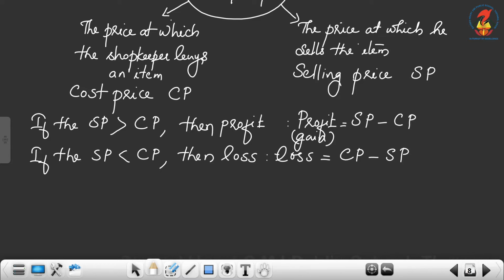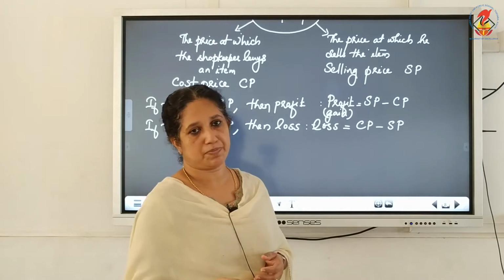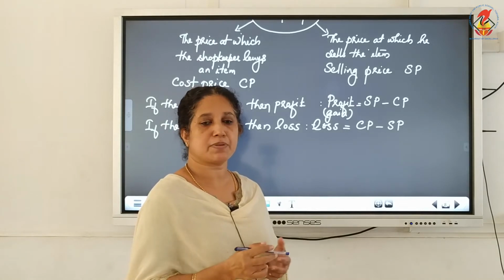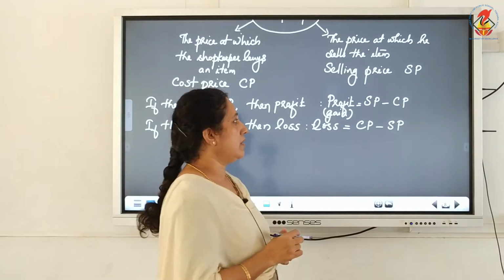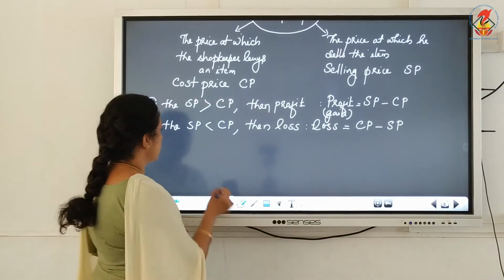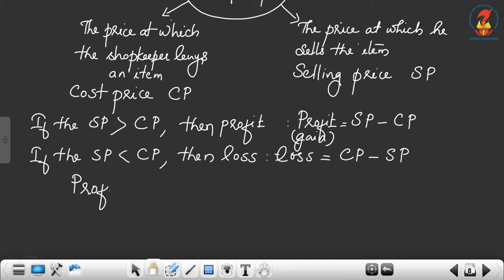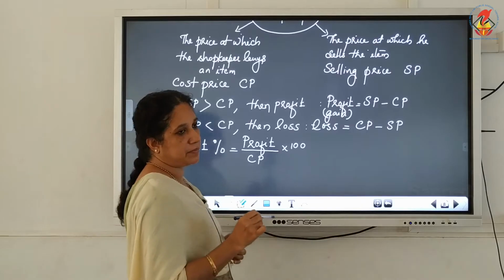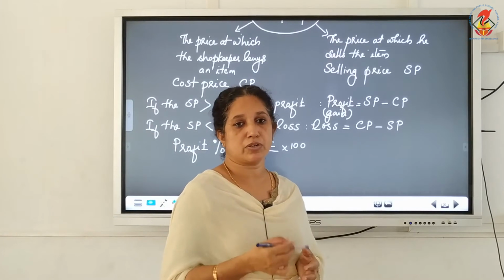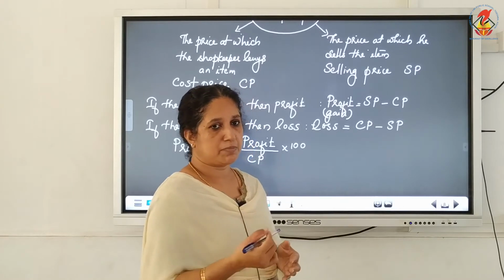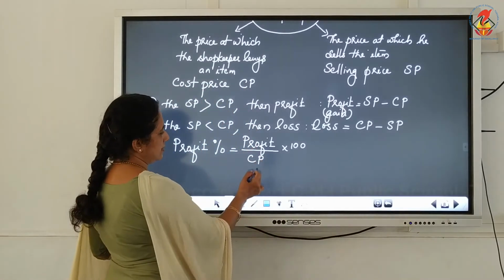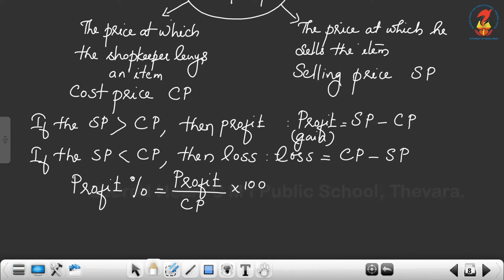Now we can express this profit and loss in percentages also. How can we express them in percentages? Profit percent is equal to profit divided by cost price into 100. The profit percentage is always calculated on the cost price. Therefore, profit percentage is equal to profit divided by cost price into 100.